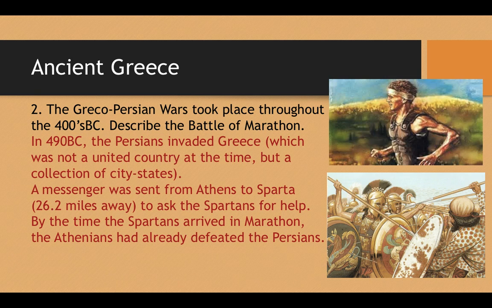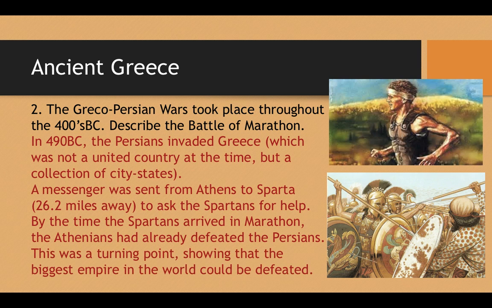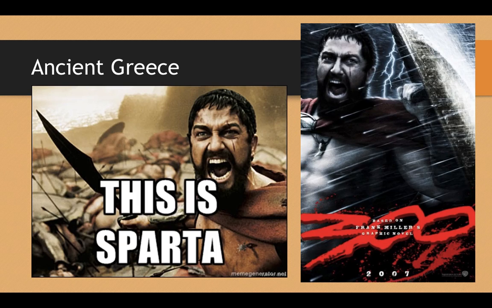And so a messenger was sent from Athens to Sparta, which was 26.2 miles away, in order to ask the Spartans for help, because Athens could not defend off the entire empire of Persia all by itself. But by the time the Spartans arrived in Marathon, the Athenians had already defeated the Persians to everyone's great surprise. Now, this was a big turning point, kind of showing that even the biggest empire in the world could be defeated. This is also where we get the concept of the race, the marathon, because the marathon is 26.2 miles, and that is how far away Athens was from Sparta.